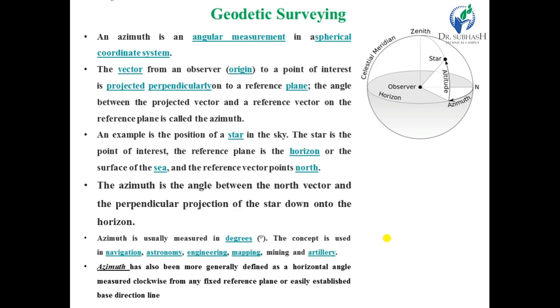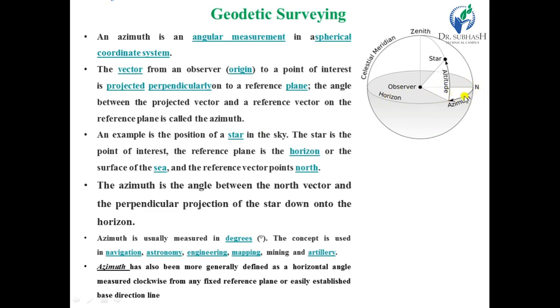We have to learn about that terminology. The main word, azimuth, is generally used in geodetic surveying. Azimuth is an angular measurement in a spherical coordinate system. What is the definition of azimuth? The vector from an observer to a point of interest is projected perpendicularly on a reference plane. The angle between the projected vector and the reference vector on the reference plane is called azimuth.